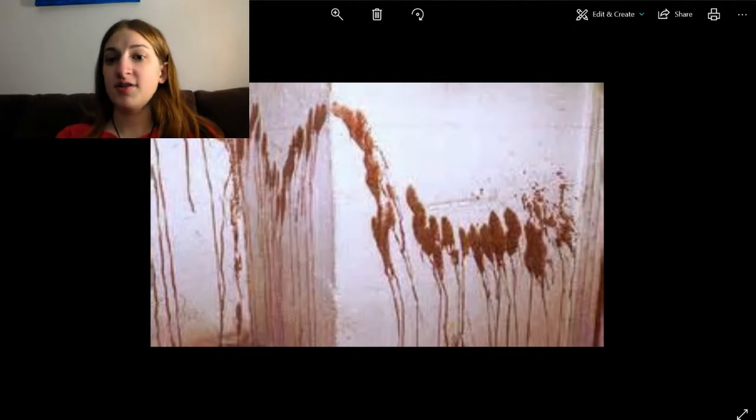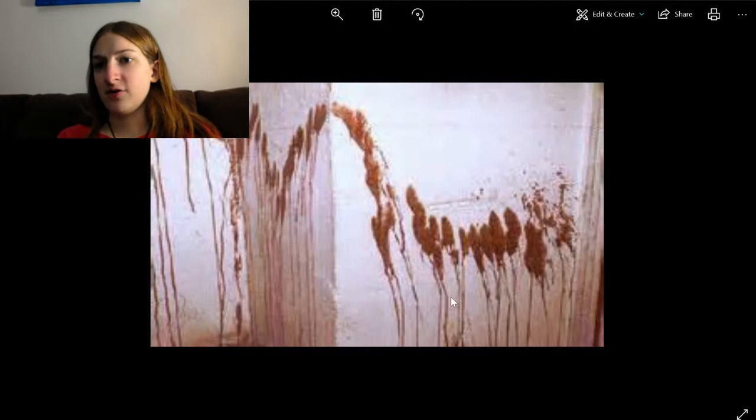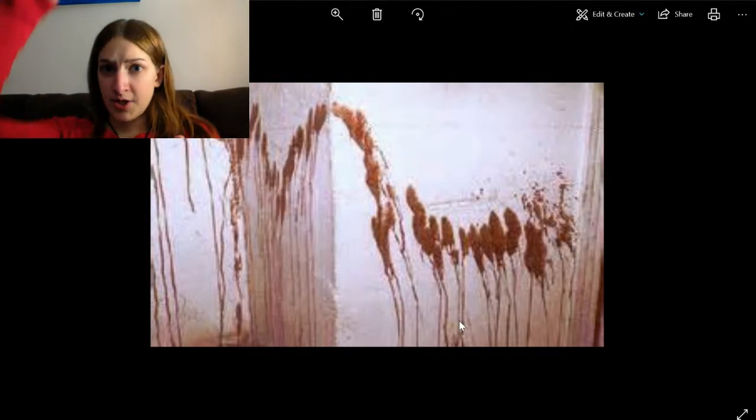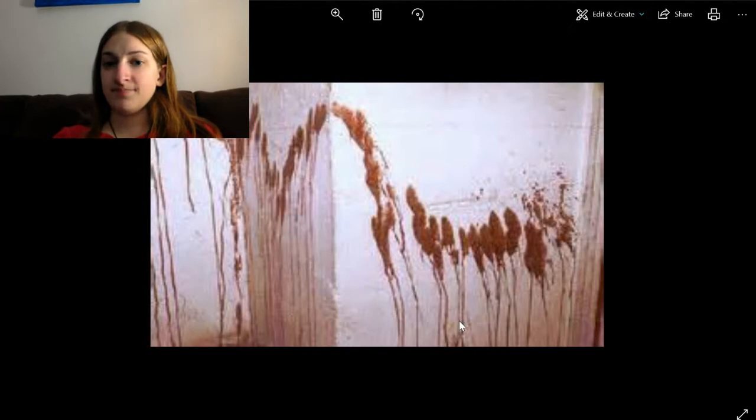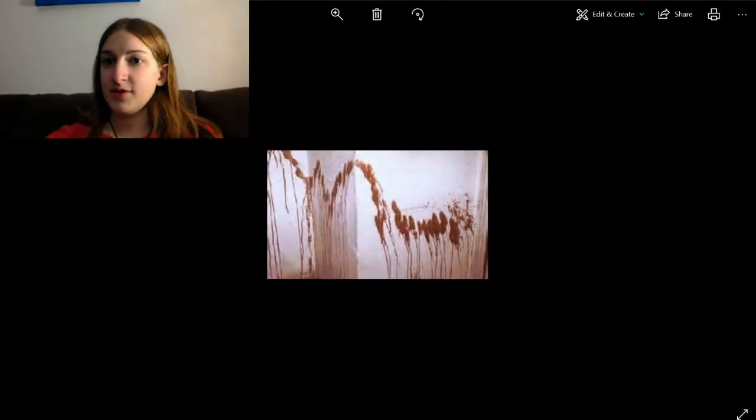It results in these long patterns. Basically, it's like huge spurts and chunks of blood that are thrown on an object, and then as a result of gravity, the blood is carried downward. So there is that.